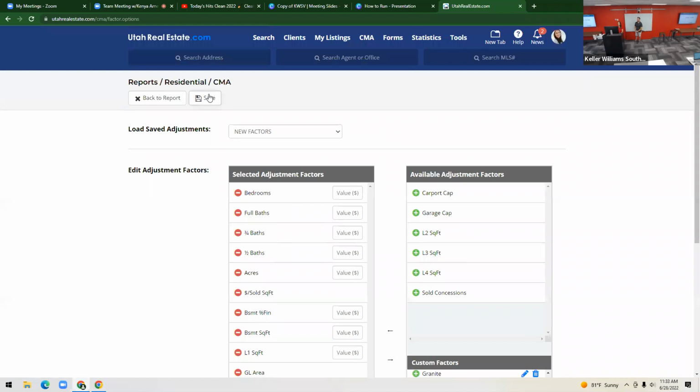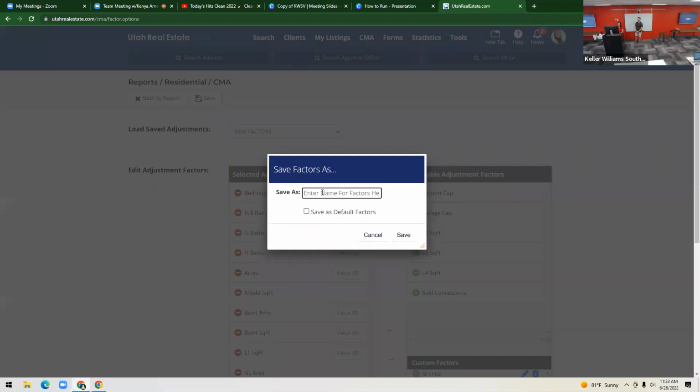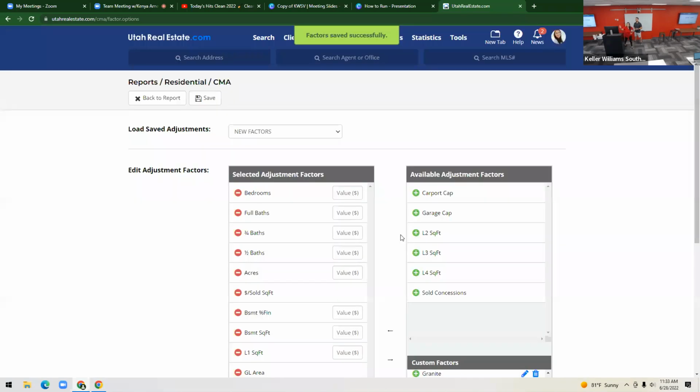Let's see, we save here. So we save this and it asks for a name. I'll say CMA class. Oh, and then if you want this to be your default so that it pulls up every time like the previous one did, then you can click save as default factors. Did that part make sense? Did anyone have any questions on that?